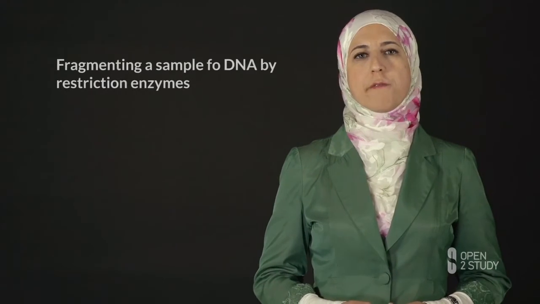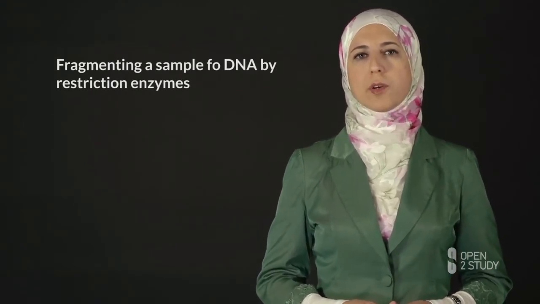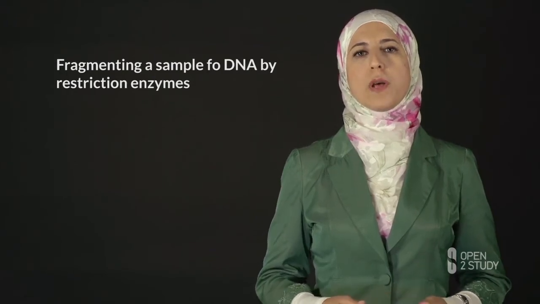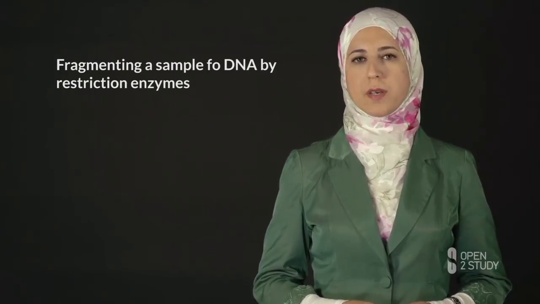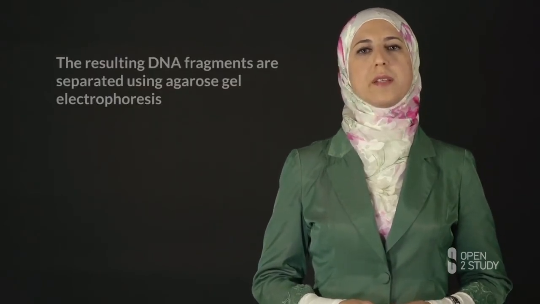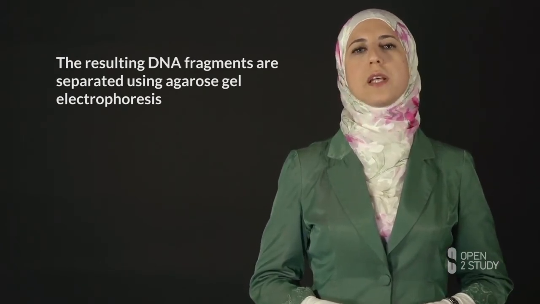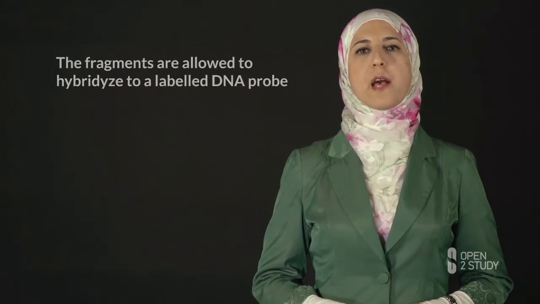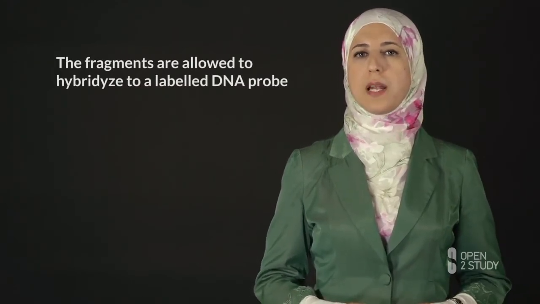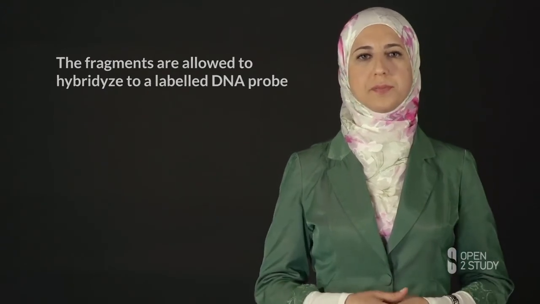The basic technique for detecting RFLPs involves the following. First, fragmenting a sample of DNA with a restriction enzyme, which can recognize and cut DNA wherever a specific short sequence occurs, in a process known as a restriction digest. The resulting DNA fragments are then separated by length through agarose gel electrophoresis. The fragments are allowed to hybridize with a labeled DNA, and then the length of the fragments is determined.